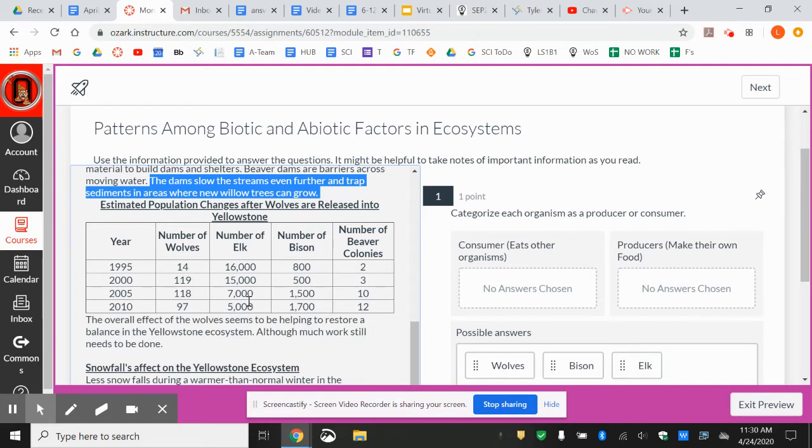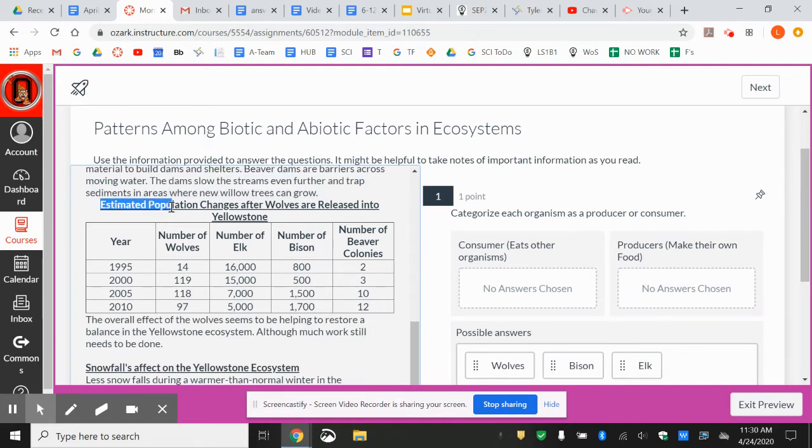So next we have a nice little chart. It says this chart is about estimated population changes after wolves are released into Yellowstone. So we should be noticing what happens as a result. So we put some wolves into the park. What's going to happen to other things? It's going to tell us the year, how many wolves are currently living at that point in time in Yellowstone, how many elk are living in Yellowstone, how many bison, as well as how many beaver colonies. So a colony would be a group of beavers. So how many groups of these beavers are there?